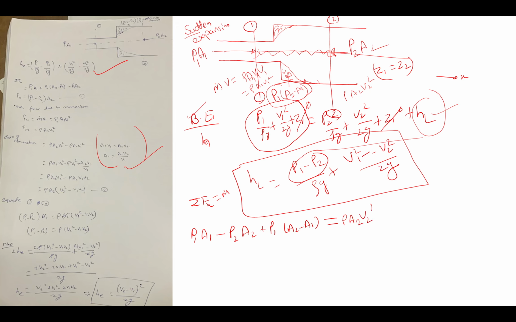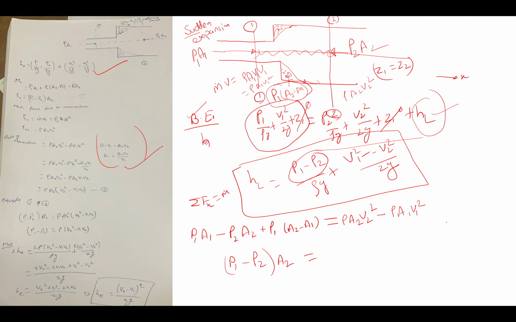Rho A2 V2 square minus rho A1 V1 square. So here what will remain? P1 minus P2. Here one thing will be cancelled out, P1 A1 will cancel out, only P1, P2 and A2 will be common.